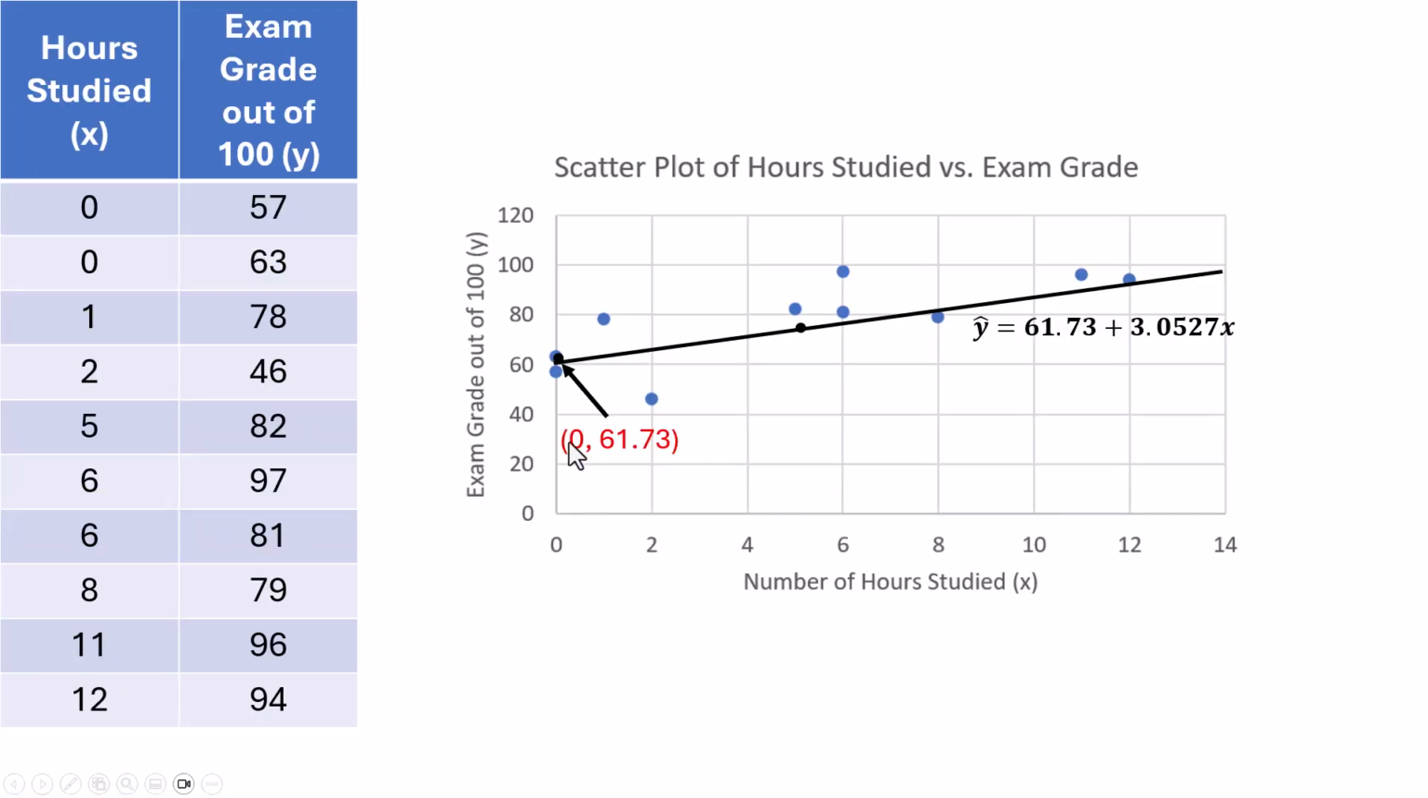Okay, so here is what the line would look like on the scatter plot. We have our y-intercept, which was 61.73, you might remember, which is kind of where we intersect the y-axis, and then the slope is 3.0527. Now you can create this on your calculator.